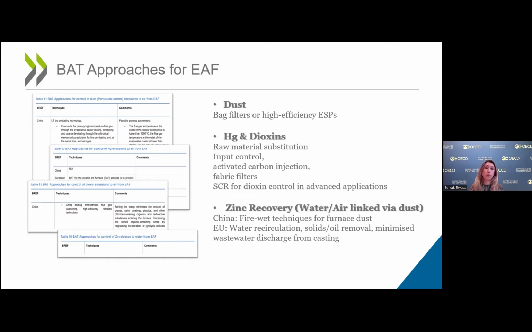For the BAT approaches in electric arc furnaces, as you will notice, the dust BAT seems to be common across plants regardless of the plant specification. So for dust, the BATs mentioned were bag filters or high frequency ESPs. For the emissions of mercury and dioxin, again there was process control mentioned across the BATs, such as raw material substitutions, input control, as well as activated carbon injection, fabric filters, and SNCR for dioxin control for advanced applications.